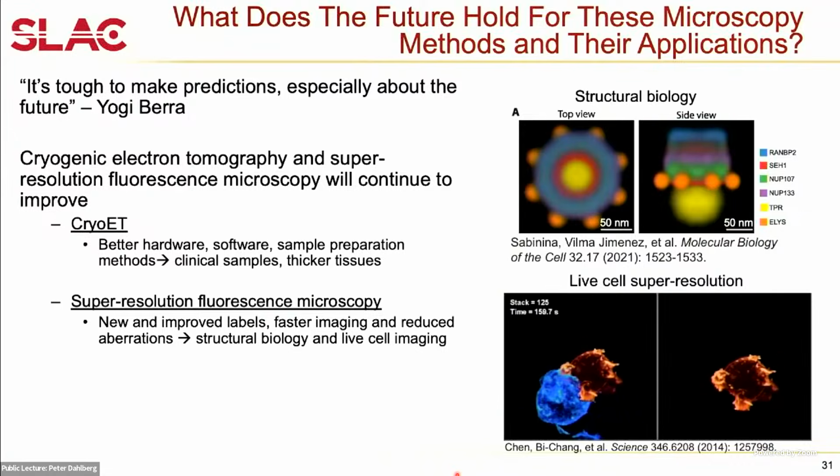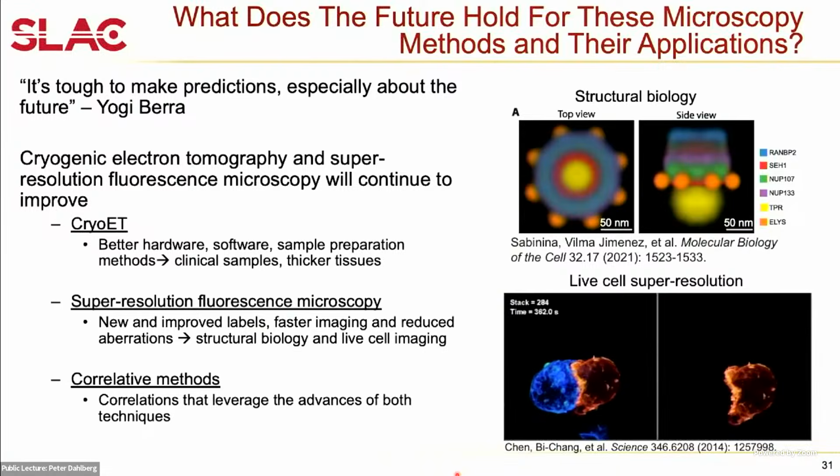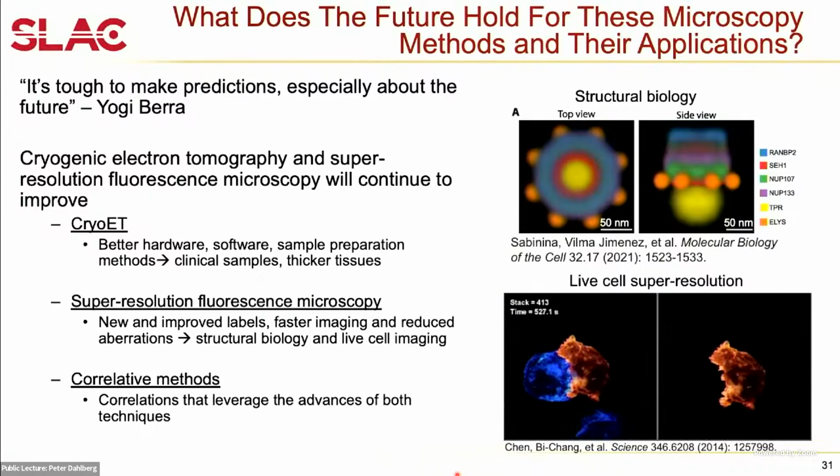Another thing I'm confident in saying when trying to predict the future is that there are always going to be limitations to electron tomography and to super resolution fluorescence microscopy. And these limitations are going to leave open room for correlative approaches that bring the strengths of these very different imaging methods together and combine them to get a very clear picture of what's going on inside our cells.